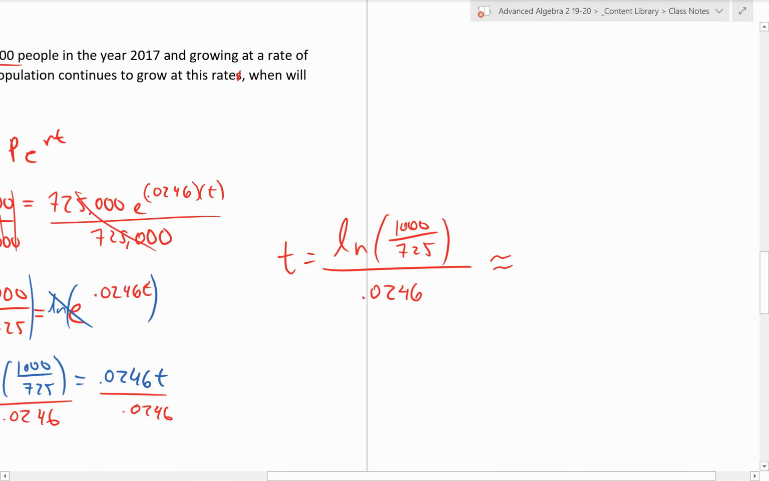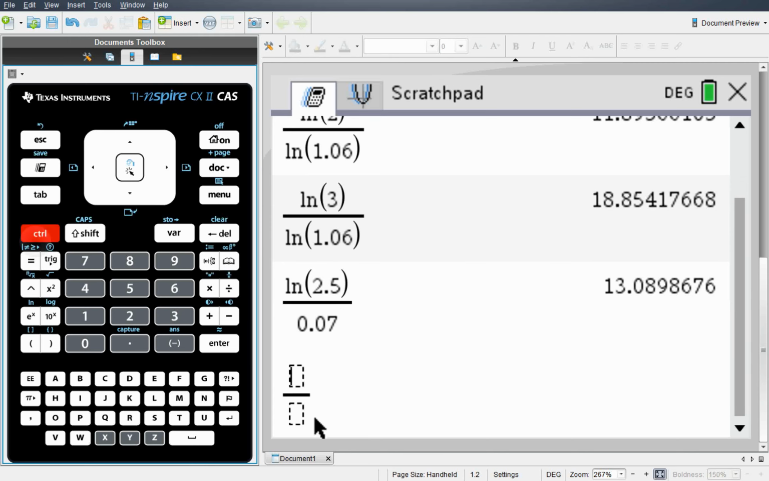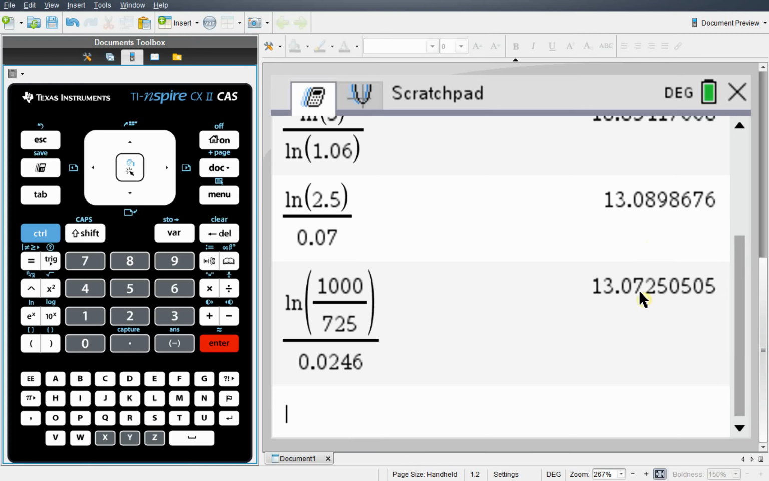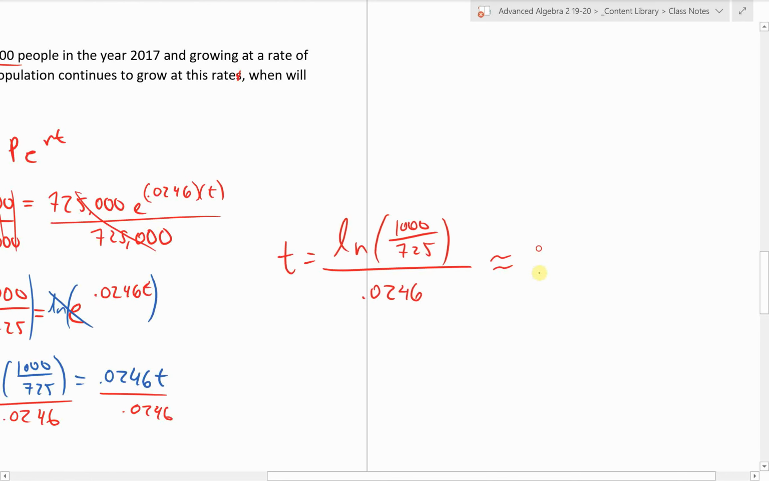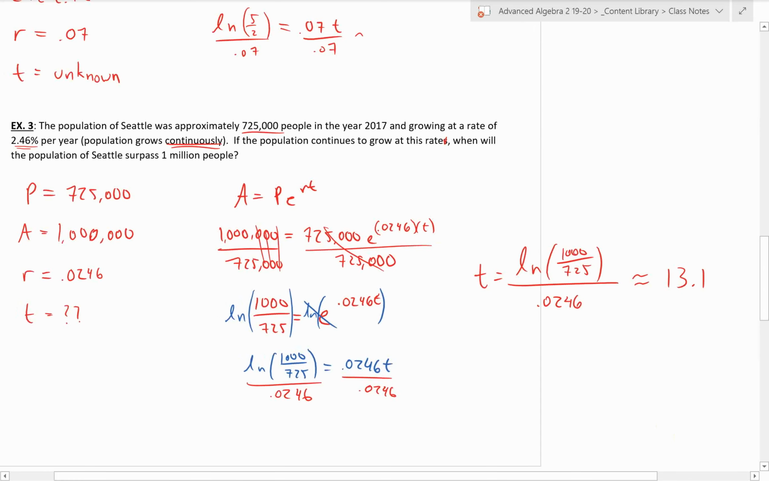So here we go. Let's go ahead and find out what that actually is in terms of number of years. So we want the natural log of 1,000 divided by 725 all over 0.0246. And that's going to take about 13.1. Hey, very good, similar. About 13.1 years. Okay. So this means, coming back to the context, it's going to take about 13 years for us to reach 1 million people.